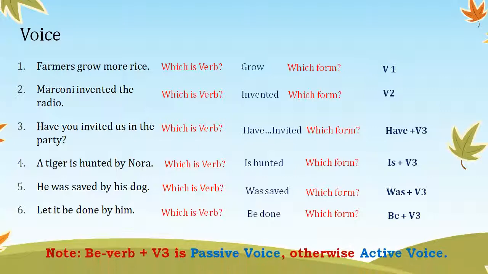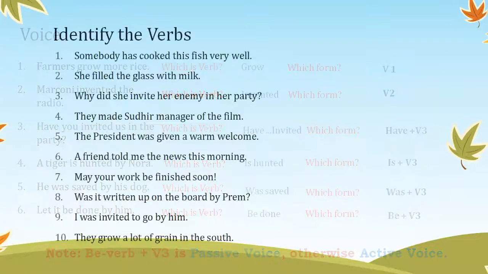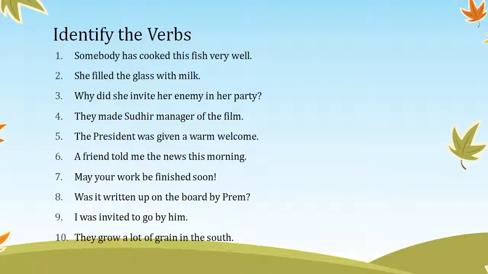What do you understand about that? Be verb plus B3 is passive voice, otherwise active voice. Time and again I'm telling you: be verb plus B3 is passive voice, otherwise it is active voice. Okay, identify the verbs again. What are the verbs?